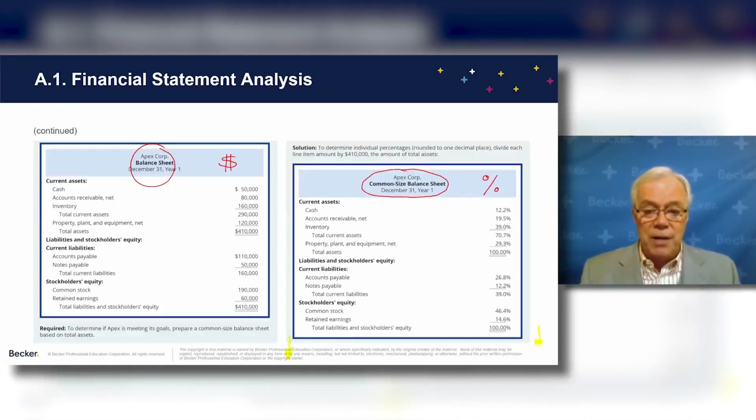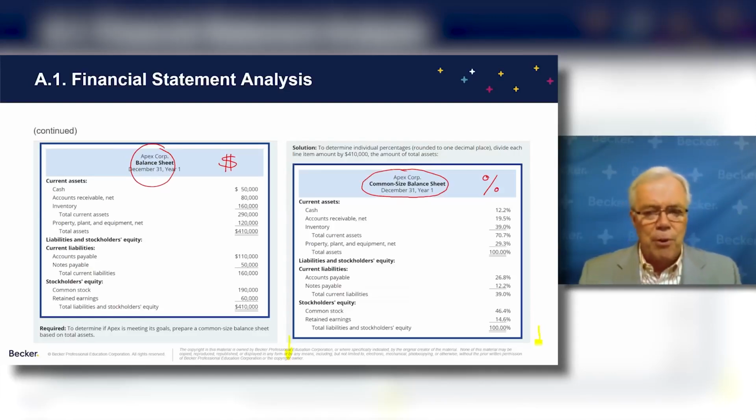So here's what we have. We have the Apex company's balance sheet. You'll notice what we're going to do is break it out into percentages. So what percentage is cash of total assets? What percentage is receivables of total assets? So 50 divided by 410 equals 12.2%. 80,000 of receivables divided by 410,000 is 19.5%. And inventory, 160,000 divided by total assets of 410 happens to be 39%. You can get the idea that we do each of these items so that now we've created percentages.